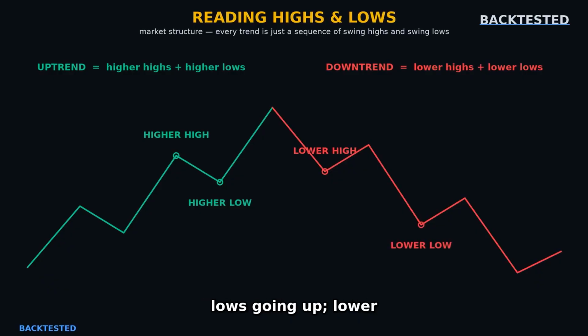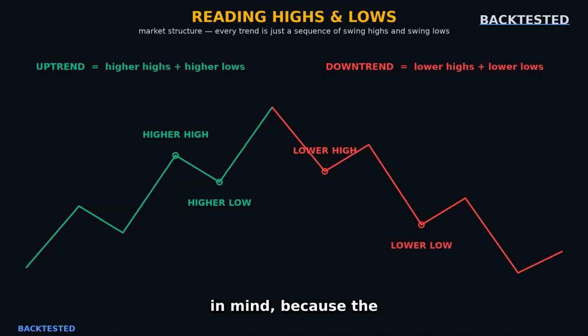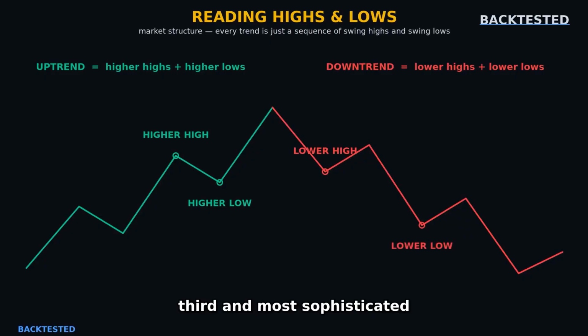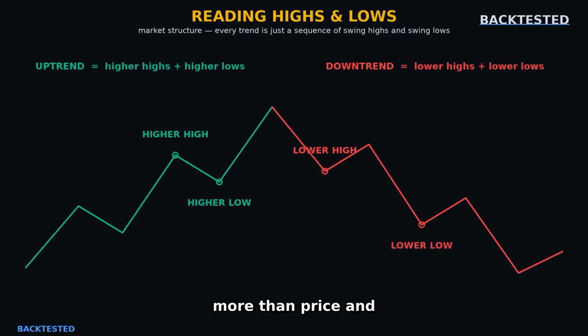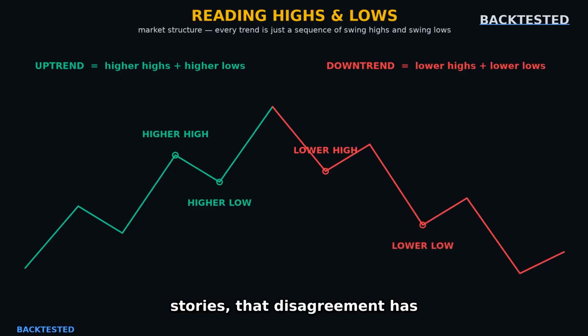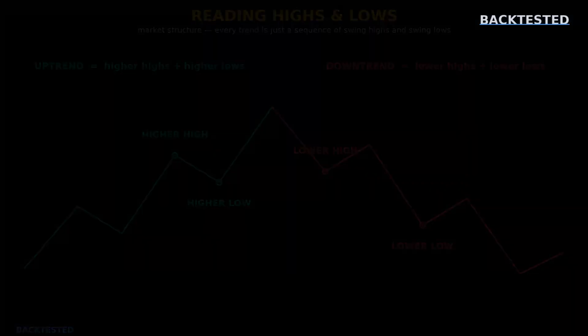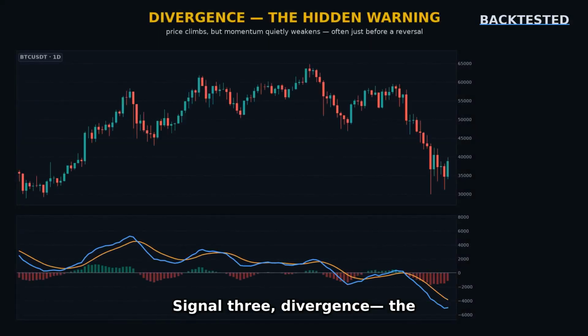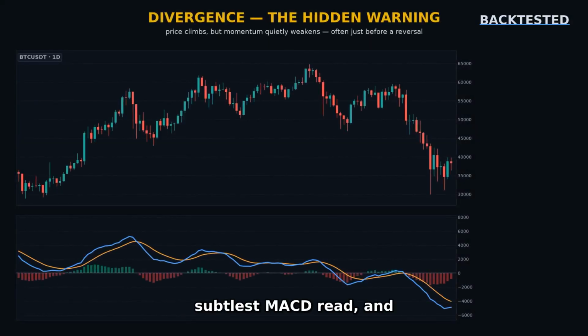Higher highs and higher lows going up, lower highs and lower lows going down. Keep those four firmly in mind, because the third and most sophisticated MACD signal is nothing more than price and the MACD disagreeing about them. When they tell different stories, that disagreement has a name. Signal 3, divergence, the subtlest MACD read and the one traders prize most.